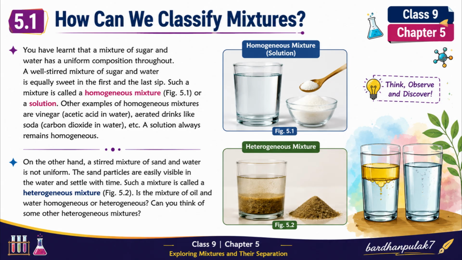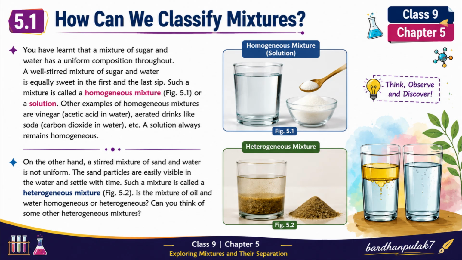Some common examples of homogeneous mixtures are vinegar, which is acetic acid mixed with water, and soft drinks or soda, where the carbon dioxide is mixed with water. The important point to remember is that a homogeneous mixture looks uniform throughout. We cannot easily distinguish its components. So basically, a homogeneous mixture is a mixture in which the different substances are mixed so uniformly that every part of the mixture has the same composition and properties. In other words, we cannot easily distinguish one component from another because they are evenly distributed throughout the mixture.